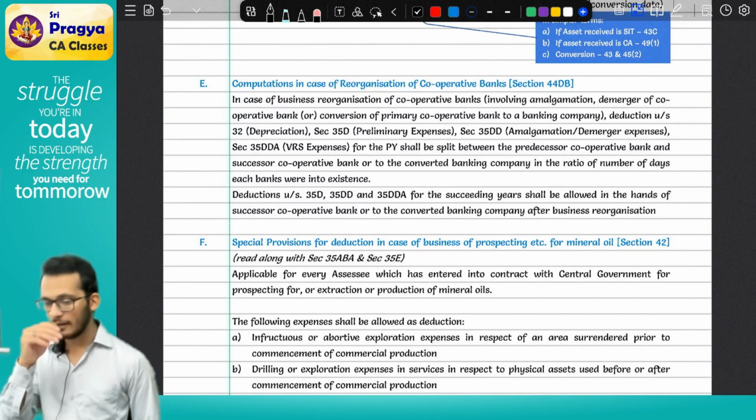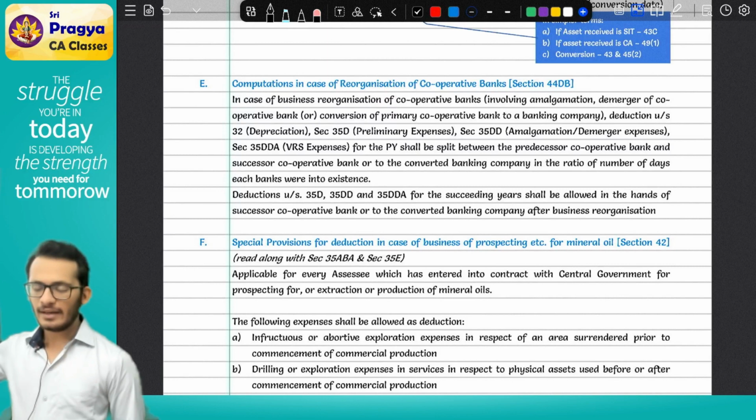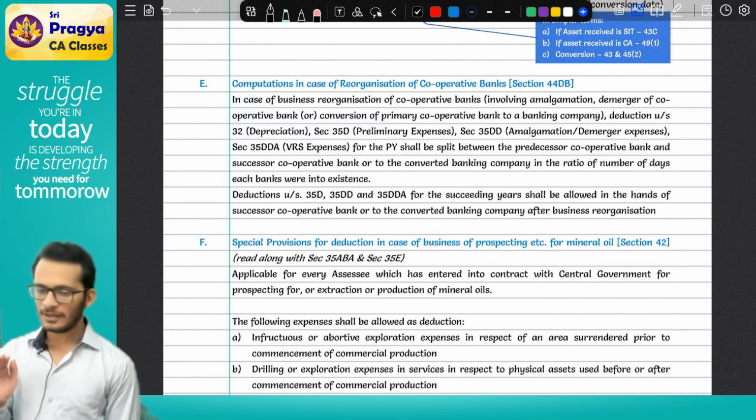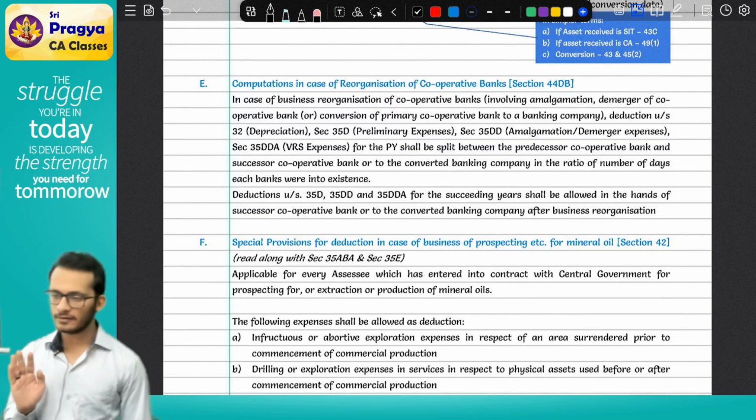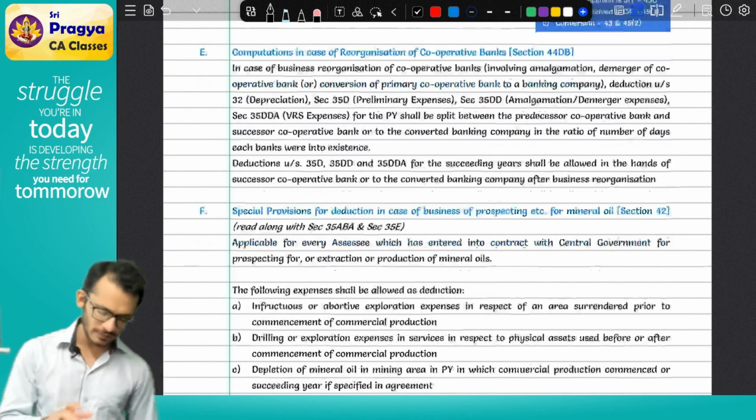Clear? Yes. Technically none of these provisions are relevant from an exam perspective. Just to give it a go through. Apart from that, ignore it. Please don't read it from an exam perspective. Yes. So I'm ignoring for you how many pages?